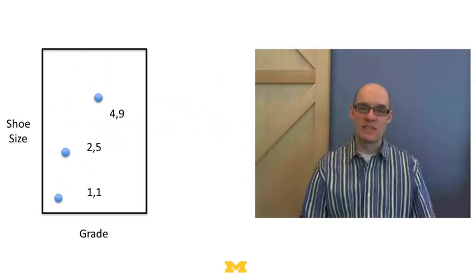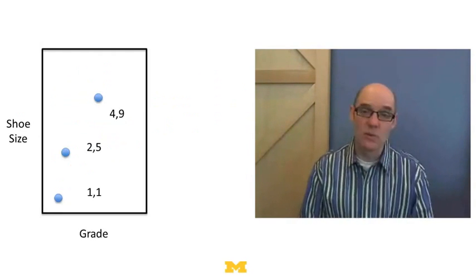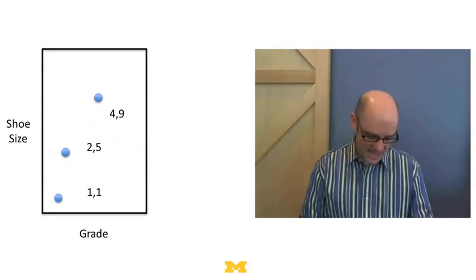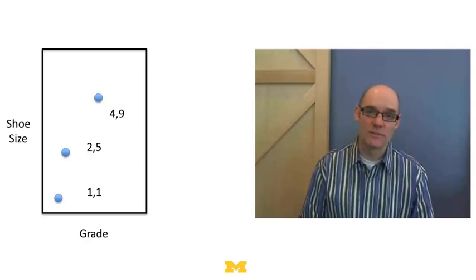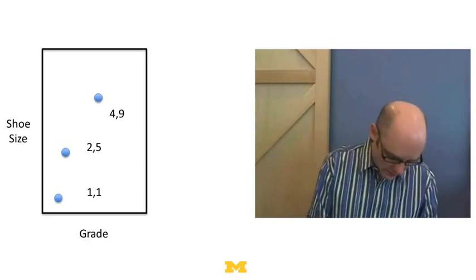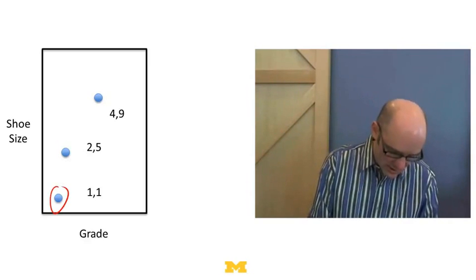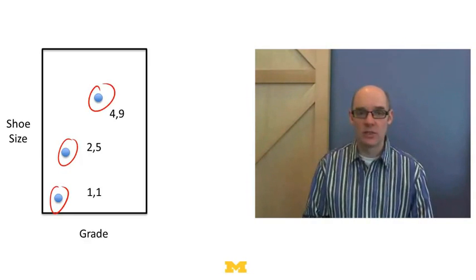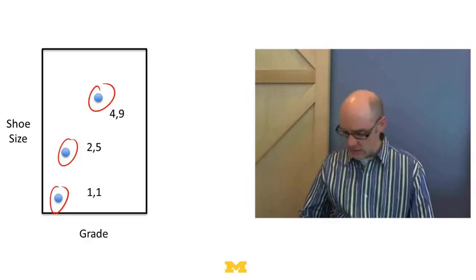So let's do a very simple example. Let's suppose I've got 3 kids, and they're in different grades of school, and they wear different size shoes. So what I'm going to do is predict shoe size as a function of the grade they are in school. So I'm going to say that your shoe size is a function of what grade you're in. So I've got a first grader who wears a size 1 shoe, a second grader who wears a size 5 shoe, and a fourth grader who wears a size 9 shoe. And I want to try and fit a linear model to this.